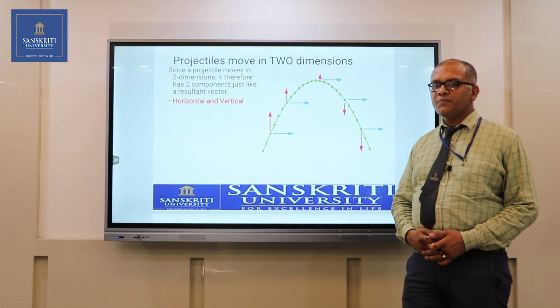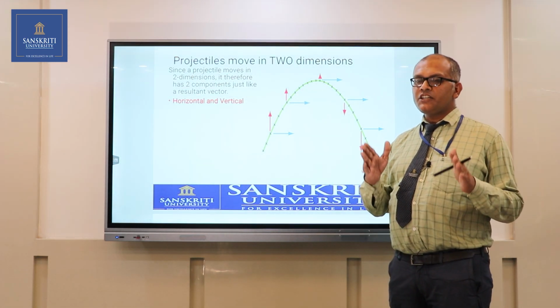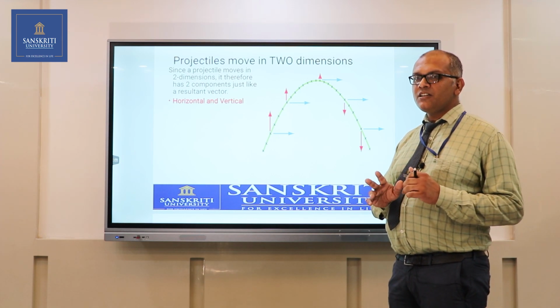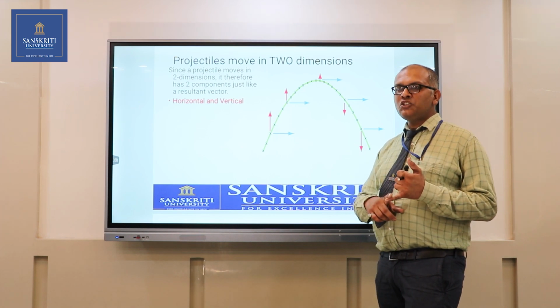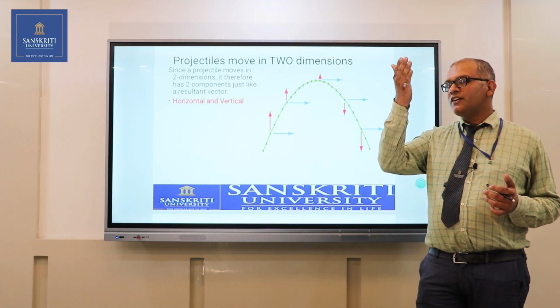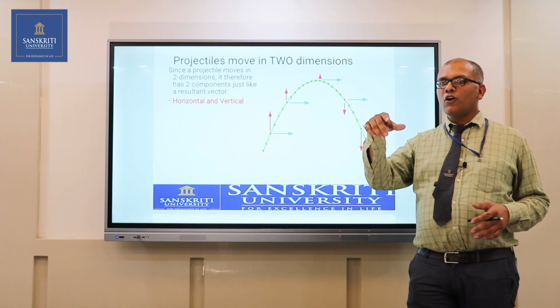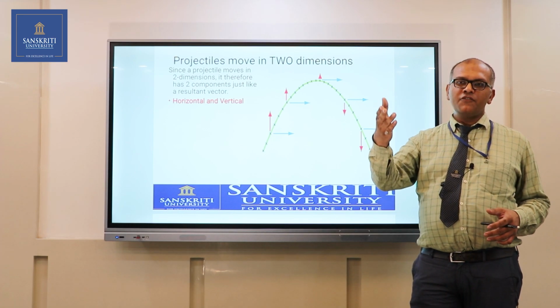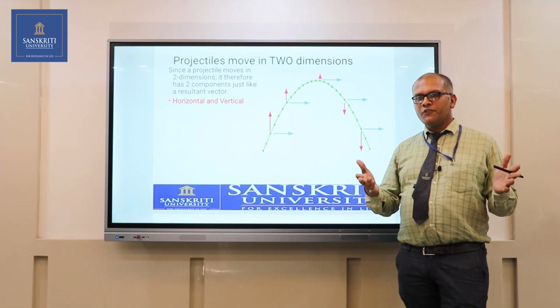Now, one thing which is important to note, as I have introduced before also, is that projectile motion is a two-dimensional motion. It's not a one-dimensional motion. Why is it two-dimensional? In one direction it is moving vertically upwards, and in another direction it is moving horizontally. Suppose you are throwing a ball to a friend. You are playing a game called catch. So two of you are playing catch.